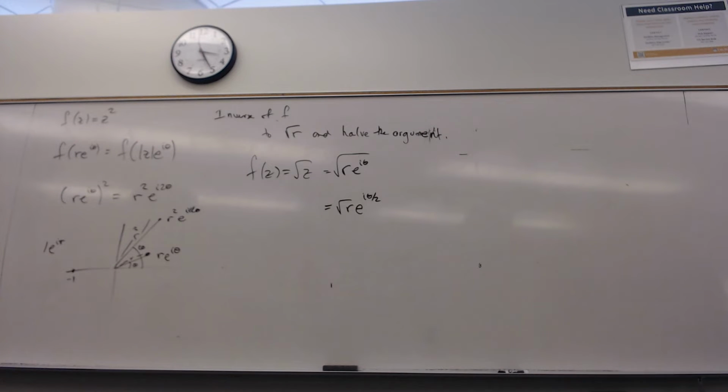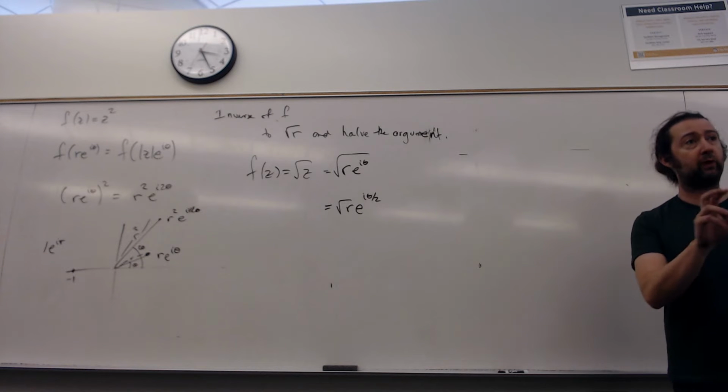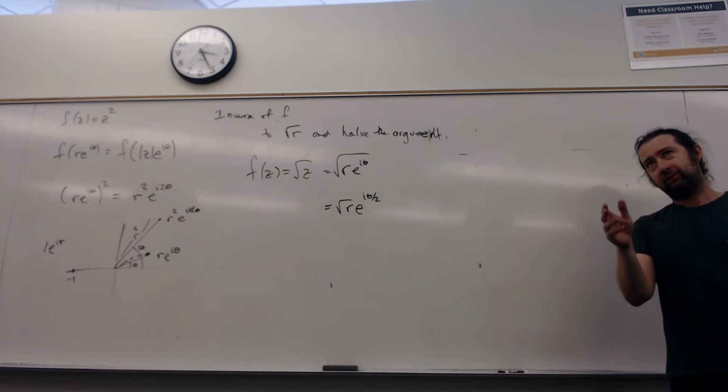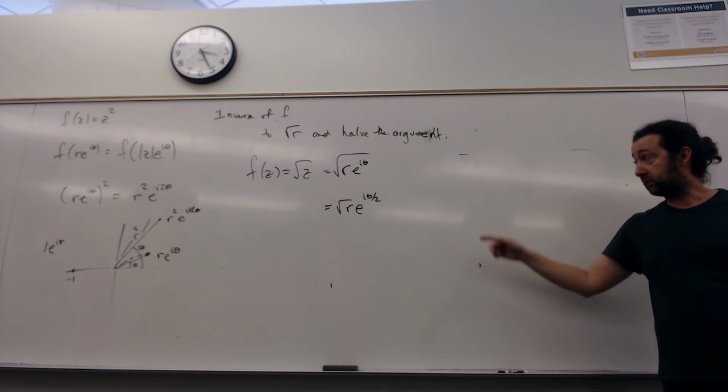So this is called the principal branch of the square root function. It's the principal branch because this is the one that corresponds to the positive square root of x when you take the plus or minus part, right? You think of this as the positive part.